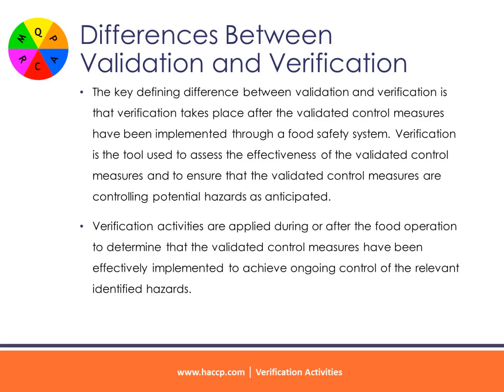The key defining difference between validation and verification is that verification takes place after the validated control measures have been implemented through a food safety system. Verification is the tool used to assess the effectiveness of the validated control measures and to ensure that the validated control measures are controlling potential hazards as anticipated. Verification activities are applied during or after the food operation to determine that the validated control measures have been effectively implemented to achieve ongoing control of the relevant identified hazards.